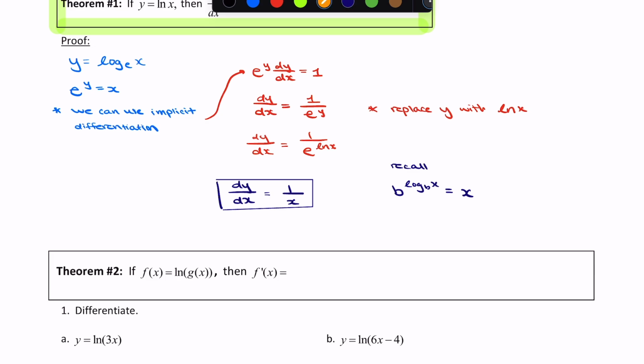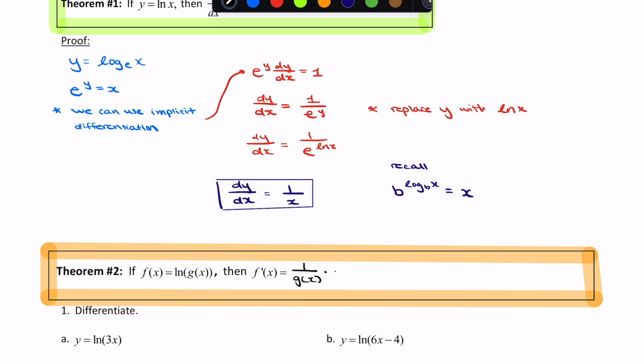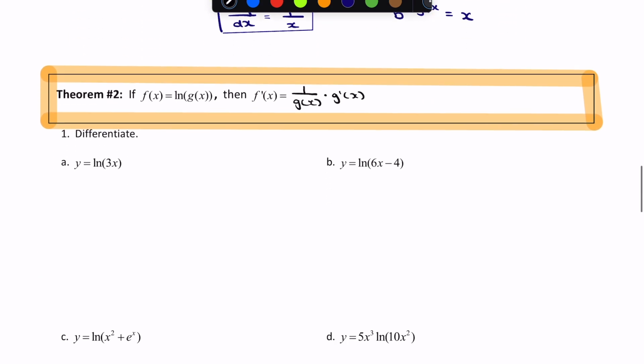The second theorem here is, if f of x is equal to ln of g of x, then f prime of x will equal 1 over g of x multiplied by g prime of x. So again, similar to what we've been doing before, the derivative of the outside and then the derivative of the inside. Let's look at a couple of examples here.